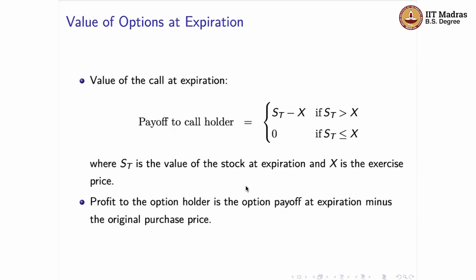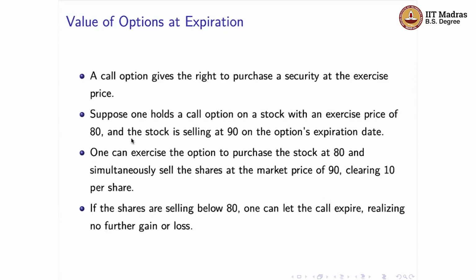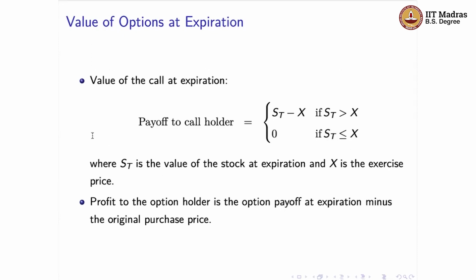So here ST is the value of the stock at expiration, okay, and X is the exercise price. So let's be clear about what we are talking about. We have reached the expiration date, ST is the value of the stock at expiration and X is the exercise price, right? If ST is more than X, so that the value of the stock is more than the exercise price, in other words, we are in this world where, for instance, the exercise price was 80 and the stock was selling at 90. So ST is 90 and X is 80 in this case.